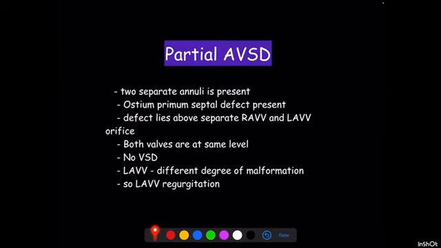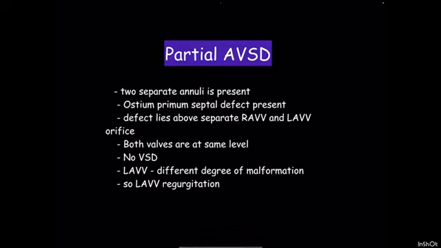In the partial AVSD, we have seen already there are two separate annulus. Ostium primum septal defect is present. The defect lies above the separate RAVV and LAVV, and both valves are at the same level. No VSD, and the LAVV has different degrees of malformation, so LAVV regurgitation may be present. In the case of AVSD, we call the mitral valve the LAVV, the left atrioventricular valve, and the tricuspid valve the RAVV, the right atrioventricular valve.